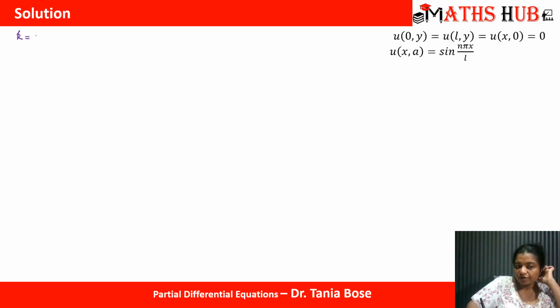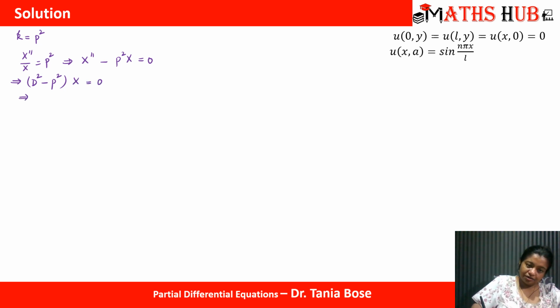So when k is positive, we assume k as p square. So X double dash by X is equal to p square. So this implies X double dash minus p square into X is equal to 0. So this would imply D square minus p square into X is equal to 0.